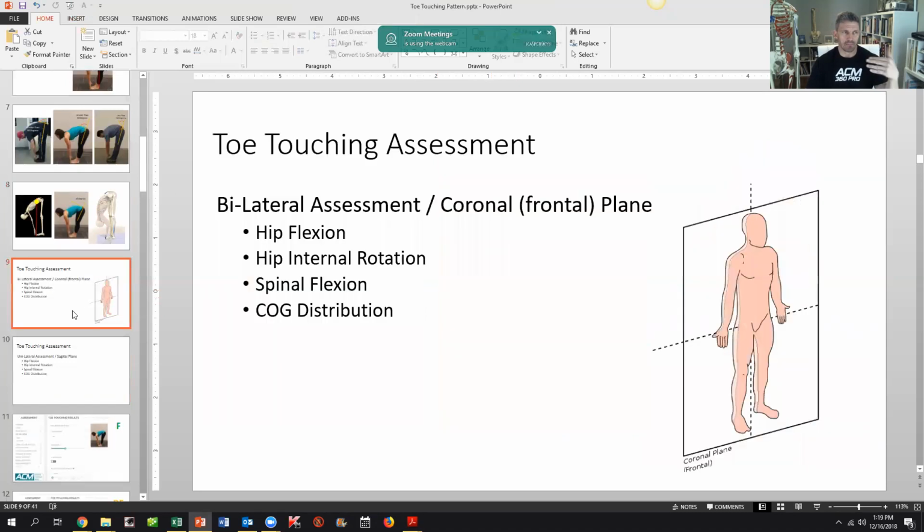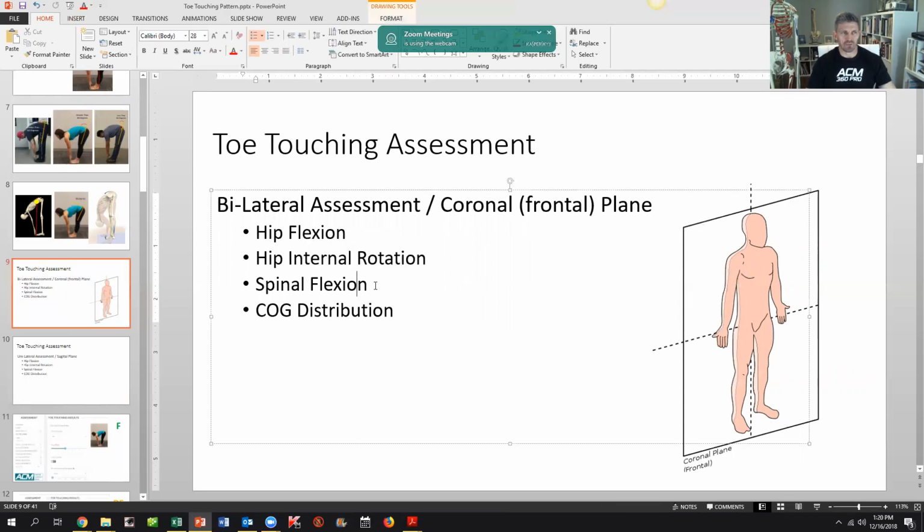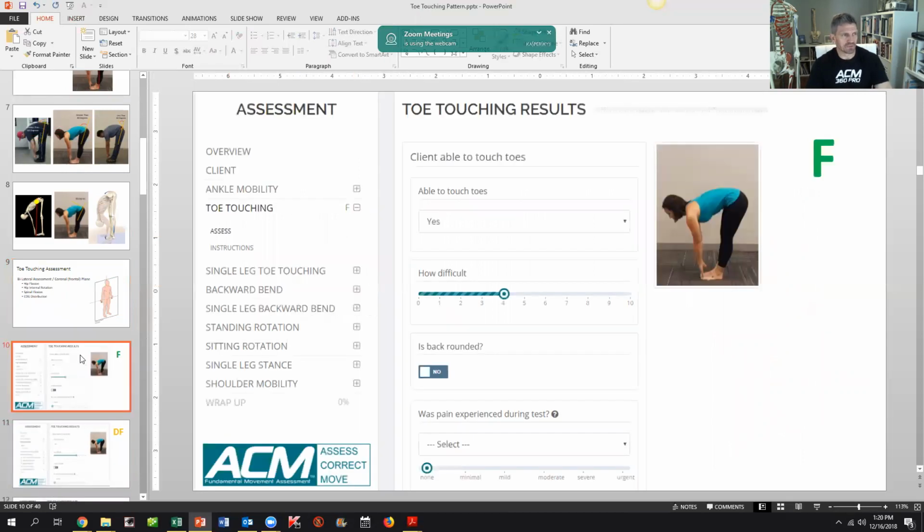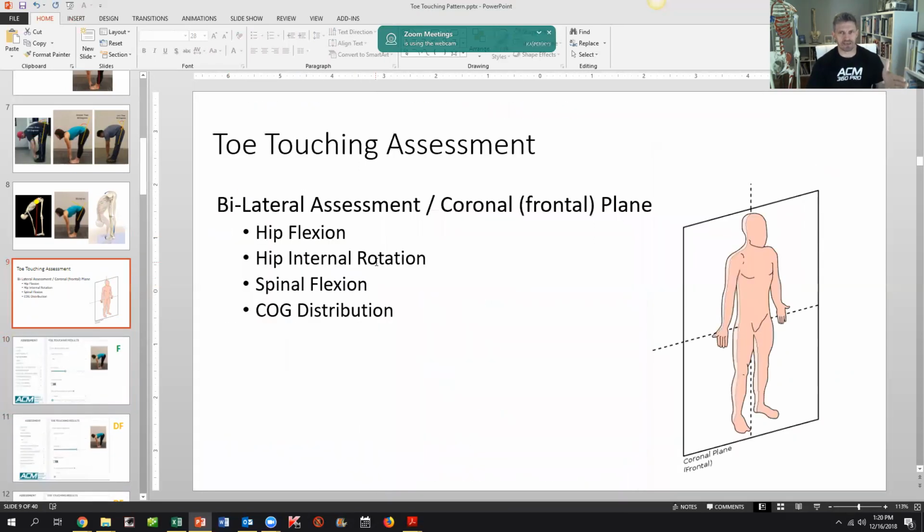So from this coronal view, we're able to deduce the amount of hip flexion. We can interpret any hip internal rotation. We'll talk about that a little bit later. We're looking at spinal flexion. Again, how much is the spine flexed? And then we can also look at the center of gravity distribution. Where does that fall? And those are really good indications from a bilateral standpoint of what the body's doing in that coronal plane. I have this other slide, so let's take this one out. I already have this slide later. We'll talk about a unilateral plane in a second.